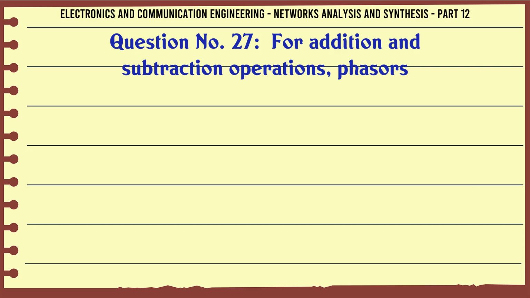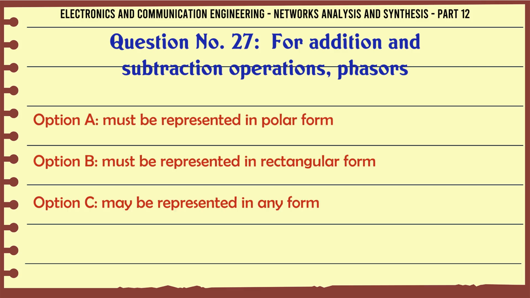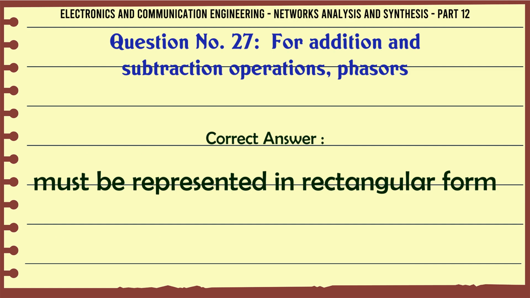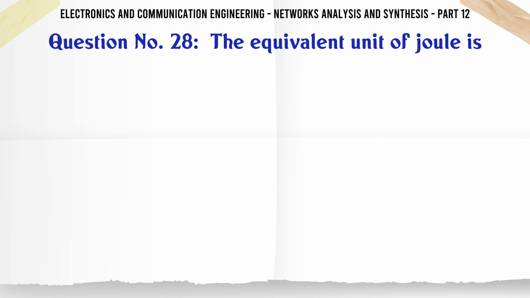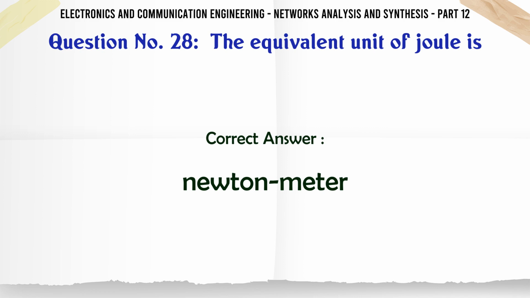For addition and subtraction operations, phasors A) must be represented in polar form, B) must be represented in rectangular form, C) may be represented in any form, D) none of the above. The correct answer is must be represented in rectangular form. The equivalent unit of joule is A) Newton, B) Newton meter, C) Newton meter², D) none of the above. The correct answer is Newton meter.